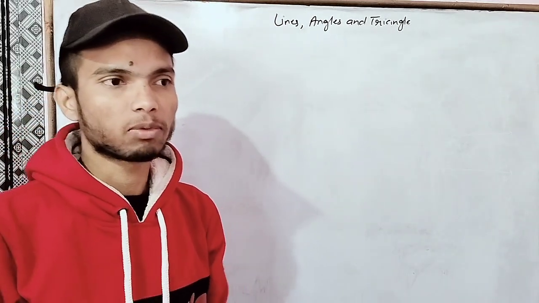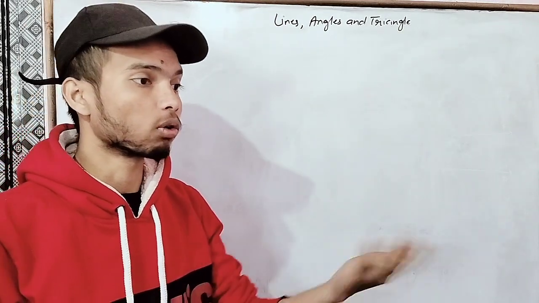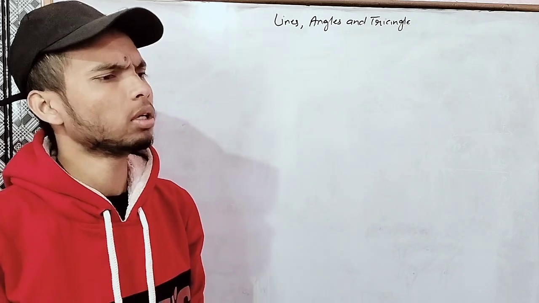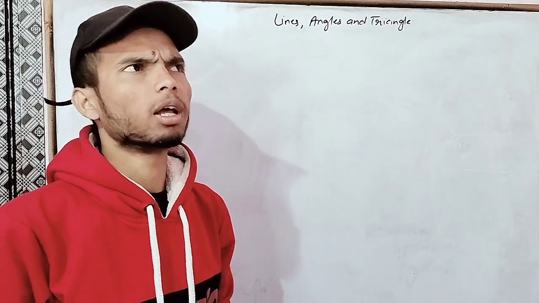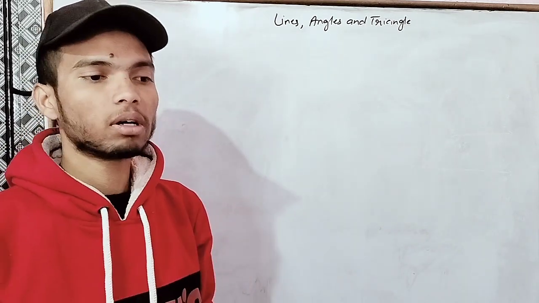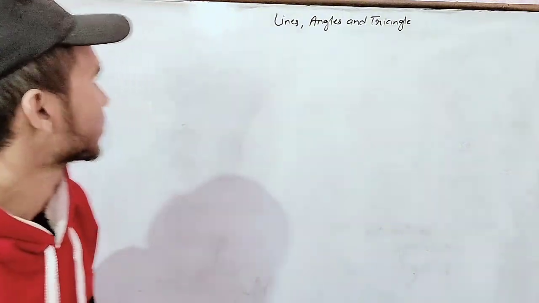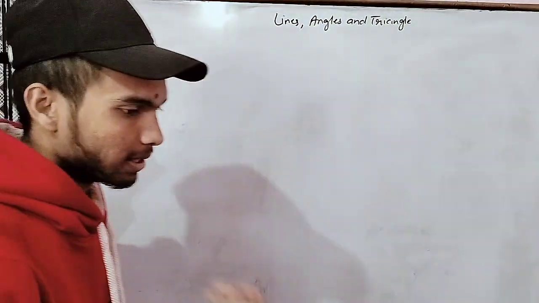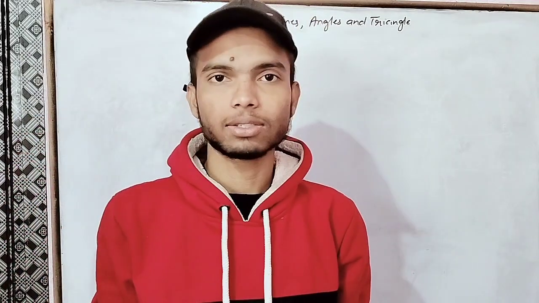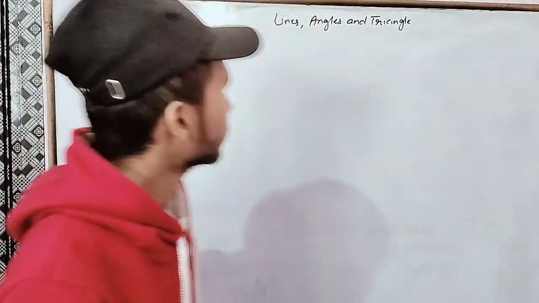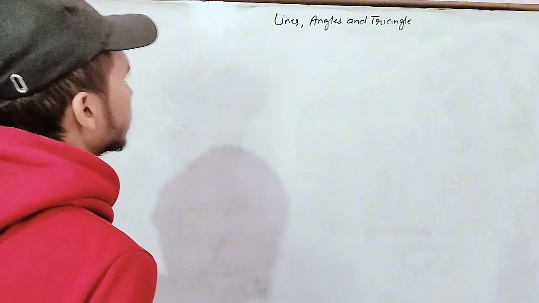There are a lot of types of lines. There are a lot of types of angles. With the help of lines, we will form angles. Okay, different angles, and we will understand about the angles more. So first of all, let's understand about the lines.